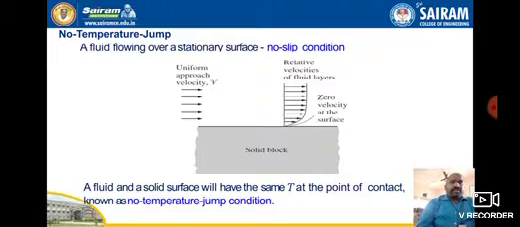Now you can see the no temperature jump condition. For a fluid flowing over a stationary solid surface, there is the no slip condition. The fluid and the solid surface will have the same temperature at the point of contact, known as the no temperature jump condition. Here we can see the figure. At the bottom of the surface there is zero velocity at the surface. Above it we can see the relative velocity of the fluid layers, and on the right side the uniform approach velocity.